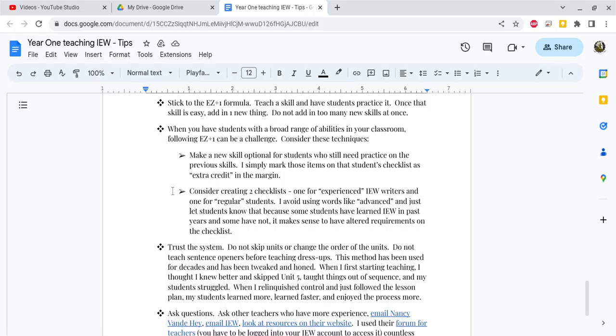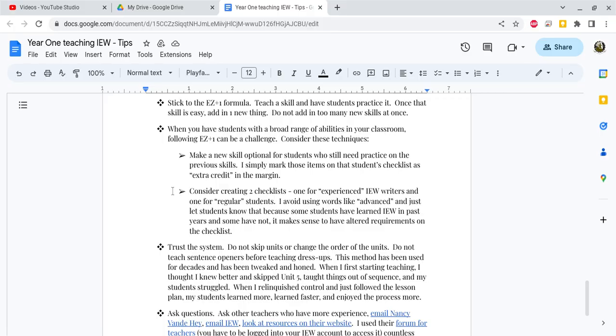The other option, and I've done this when I had a classroom where half the class had been using IEW for about 3 years and half had never used IEW before, was to create 2 separate checklists. It really wasn't that difficult. I would create the checklist for the more experienced writers, and then make a copy in my Google Docs and just eliminate the things that I knew would be too much to ask of these brand new students. So it was pretty simple and quick to create the 2 checklists.